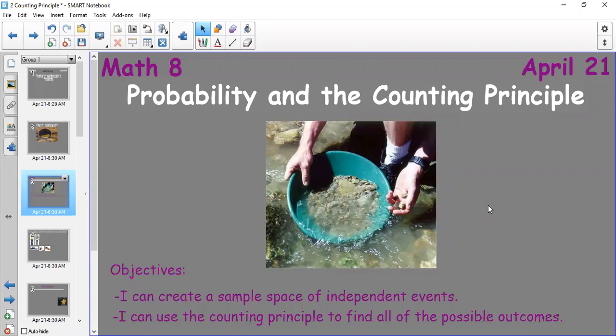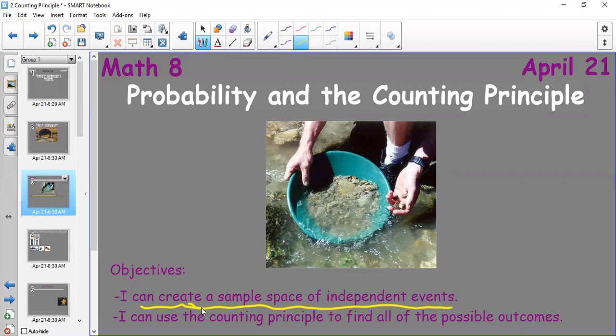We are going to talk about probability and the counting principle. So our two objectives that we're hoping to cover are: one, I can create a sample space of independent events, and we'll go through different methods to create a sample space. And then two, we can use the counting principle to find all of the possible outcomes.